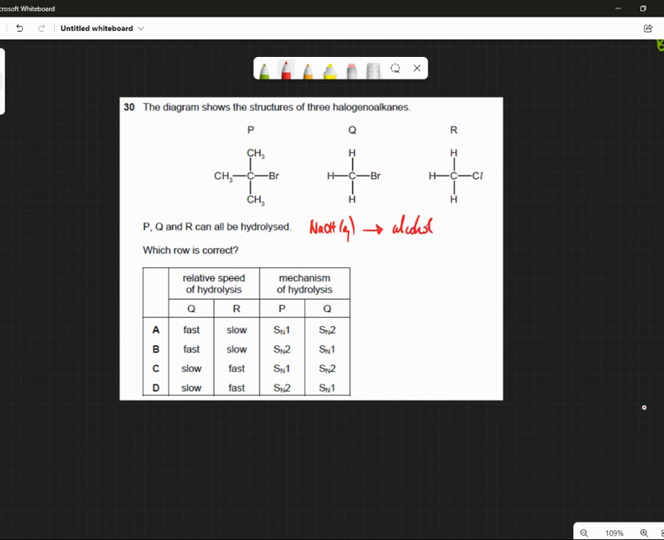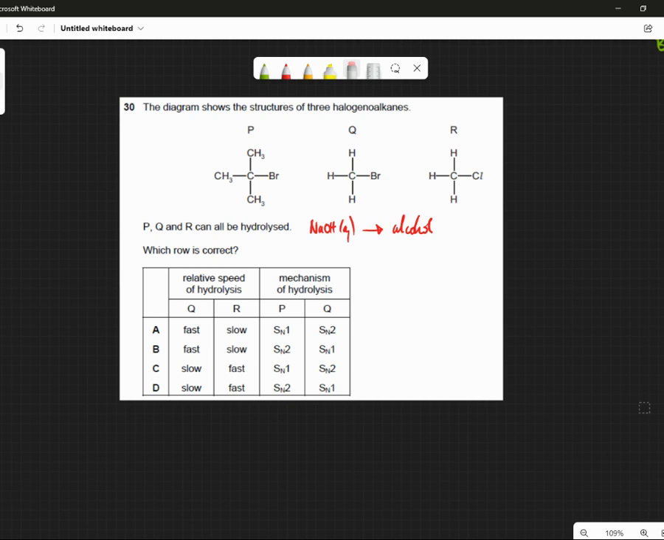So if I do this one, this Br becomes an OH. If I do this one, this Br becomes an OH. And if I do this one, this Cl becomes an OH. So they all turn into alcohols. That's called hydrolysis, because the water takes part in the reaction. So there you go. Which row is correct? Which one is the relative speed of hydrolysis?